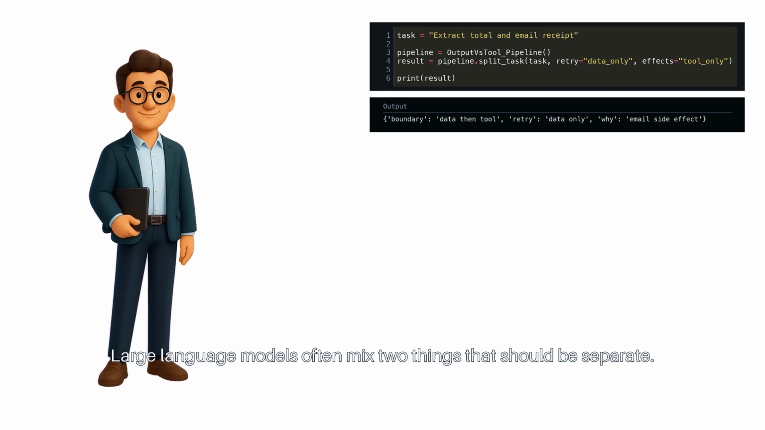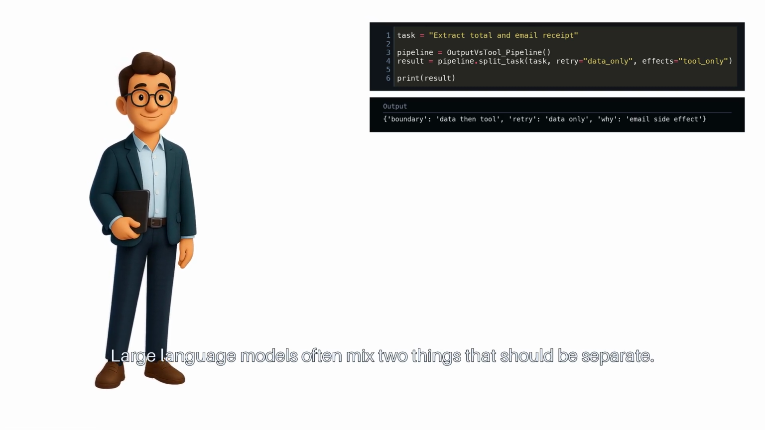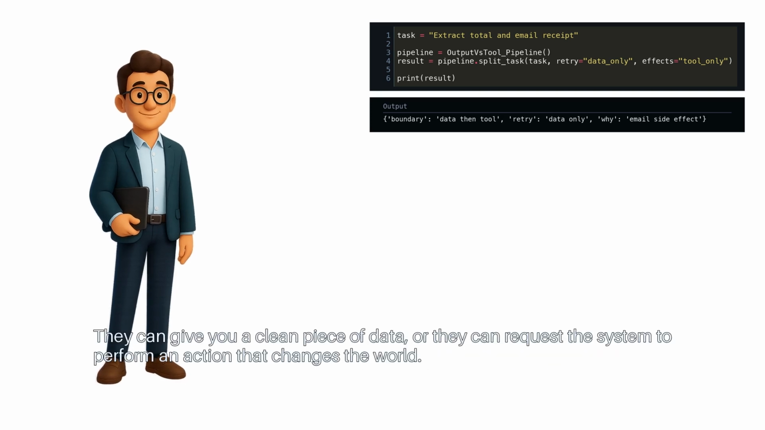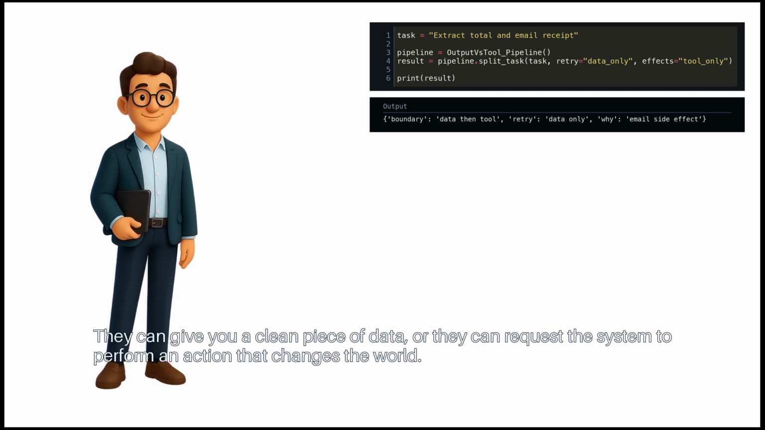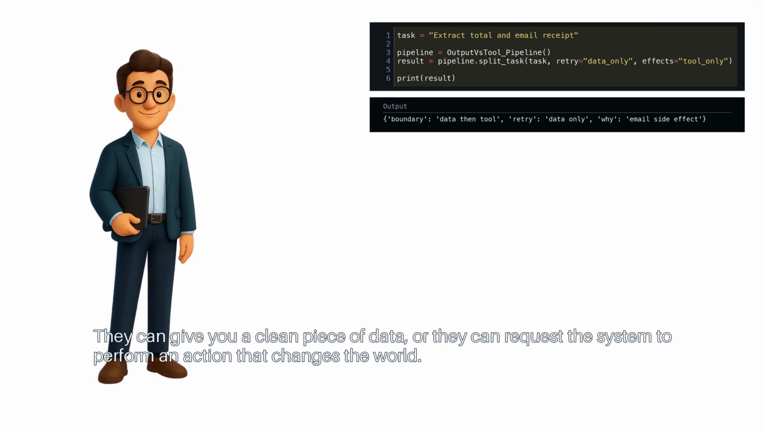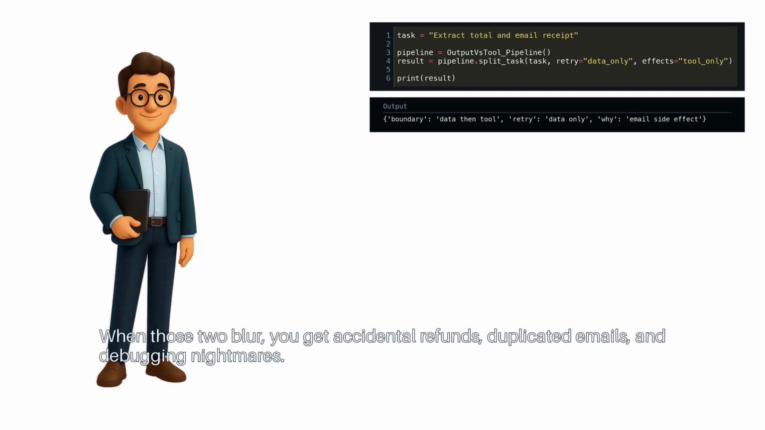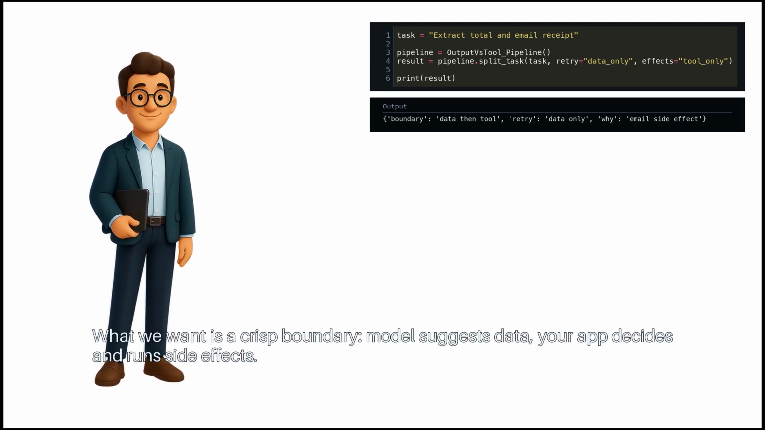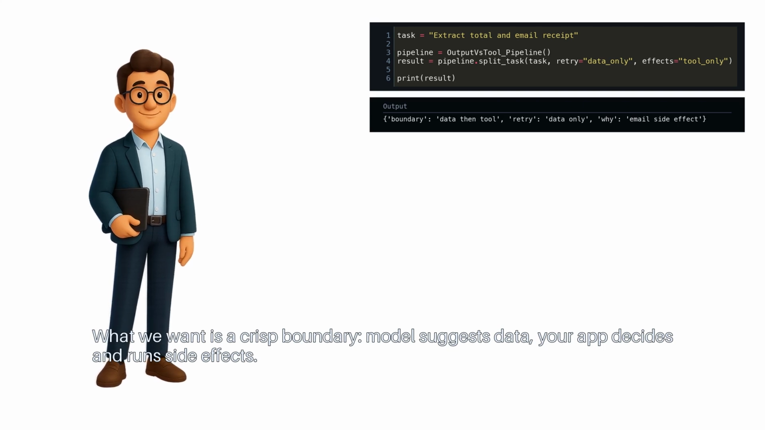Large language models often mix two things that should be separate. They can give you a clean piece of data, or they can request the system to perform an action that changes the world. When those two blur, you get accidental refunds, duplicated emails, and debugging nightmares. What we want is a crisp boundary. Model suggests data, your app decides and runs side effects.